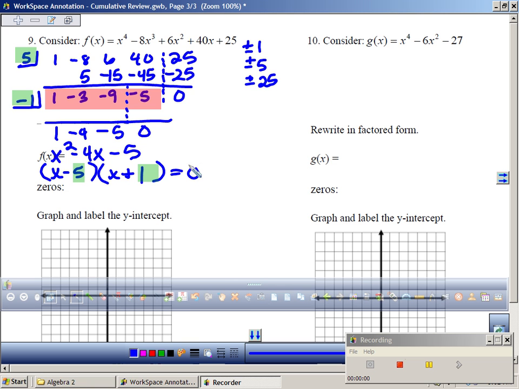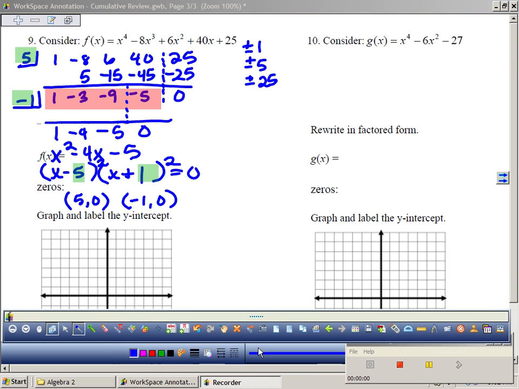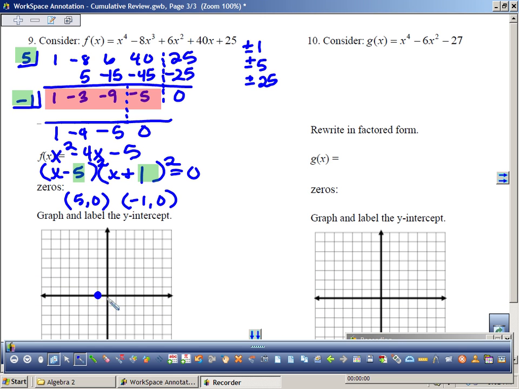When I set these equal to 0, x minus 5 becomes x equals 5, which I already have one of, that's a 5. So now I have 2 zeros that are 5. So I actually have this squared. When I set x plus 1 equal to 0, I get negative 1, and I already have a negative 1 as well. So this is also squared. So these are double roots. So my only zeros are at 5, 0, and negative 1, 0, but they're both double roots.